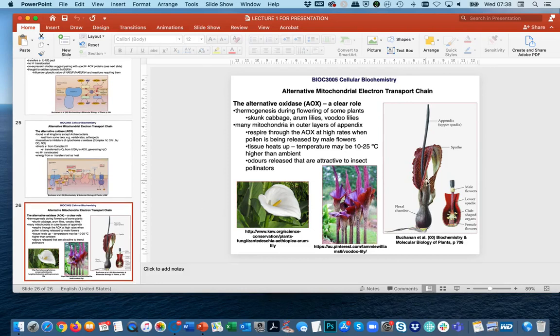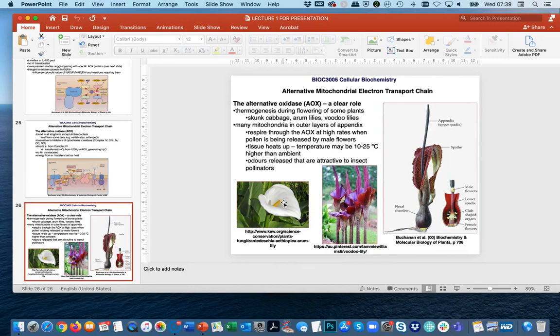If you have skunk cabbage, which is shown on the right-hand cartoon, or an arum lily, on the left-hand side of the slide, or a voodoo lily in the middle, all of these lilies have a part of the flower that's known as the appendix. In the diagram of the skunk cabbage, there's this very tall appendix. You can also make it out in the voodoo lily, and then the yellow appendix that's shown in the arum lily. There are lots and lots of mitochondria in the outer layers of the appendix in all three of these species.